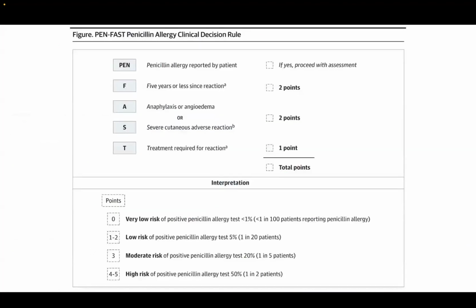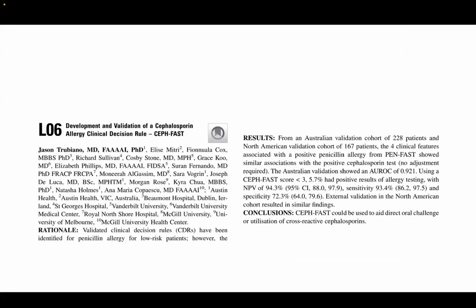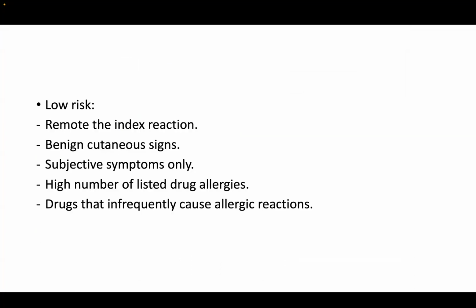Finally, PEN-FAST, a well-known tool, which is the PEN-FAST clinical decision rule. This is important when you decide what to do next, or for risk stratification, mainly for penicillin allergy. It is also a well-known tool, and you can go over it. Recently there are publications regarding a similar tool for cephalosporins, not widely present, but we could use it in the future.